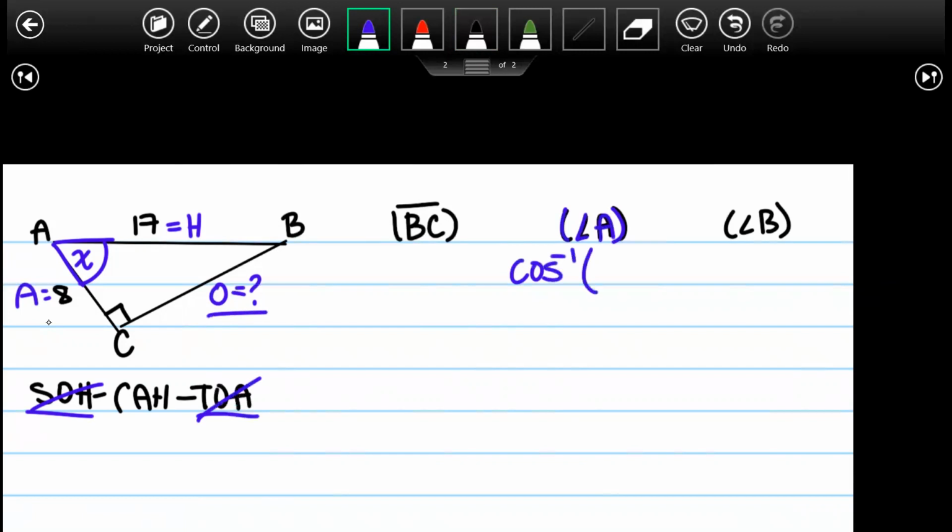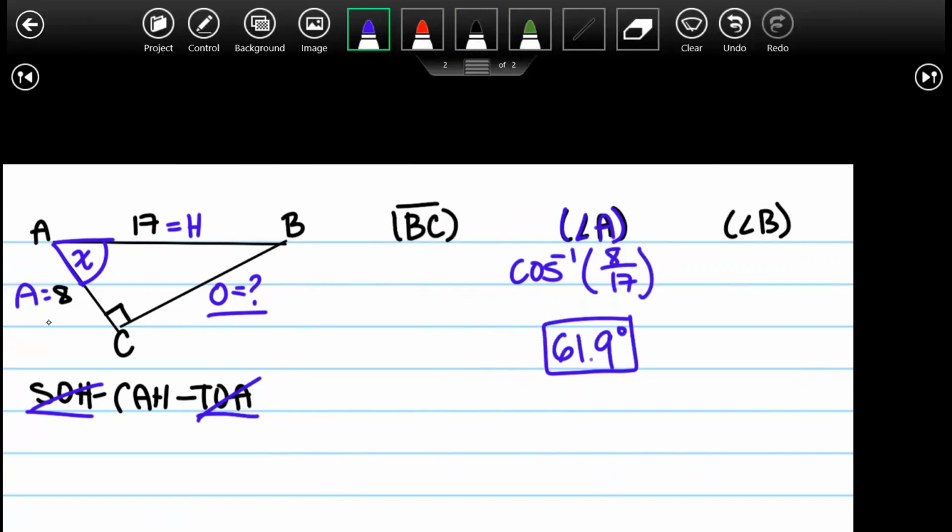What's our adjacent over hypotenuse? 8 over 17. So whenever finding an angle, we use the inverse ratios. And if you were to plug those in, what do we get? I prefer you guys try it just so you can get used to it. It's going to be 61.9.